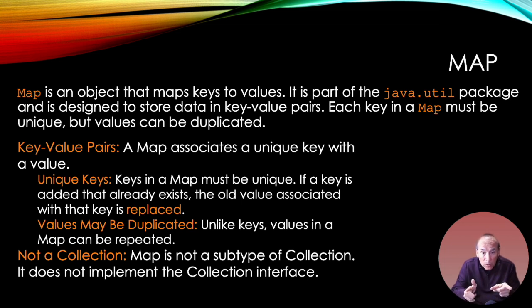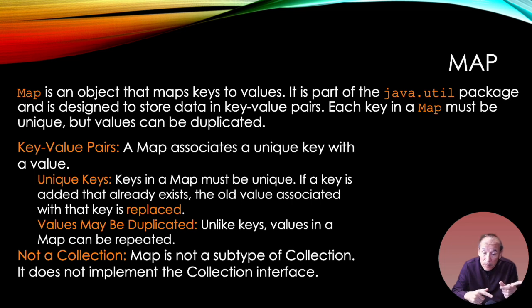It's in the java.util package. It's key-value pairs. It associates a unique key with a value. The keys in the map must be unique. If a key is added that already exists, the old value associated with the key is replaced. You don't get a runtime error; it gets replaced because it figures that's what you want to happen.